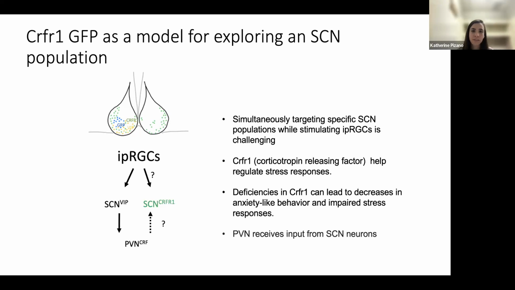And we want to use this mouse line because simultaneously targeting SCN populations while stimulating ipRGCs is challenging. This line allows us to circumvent a common issue when trying to study synaptic transmission among specific cell types, and that is that when looking at ipRGC synaptic input, you have to forego one of two things. So you tend to have to forego presynaptic manipulations.